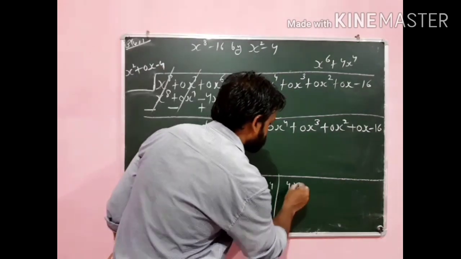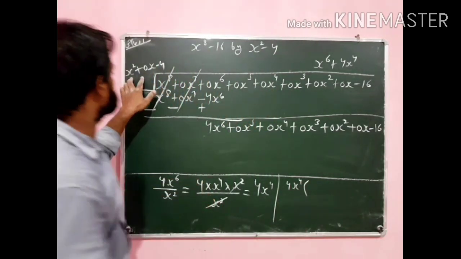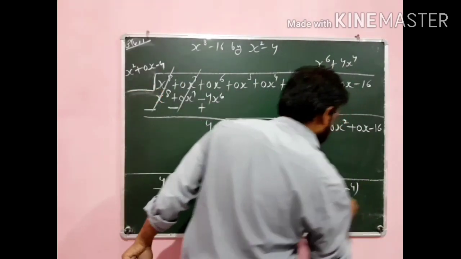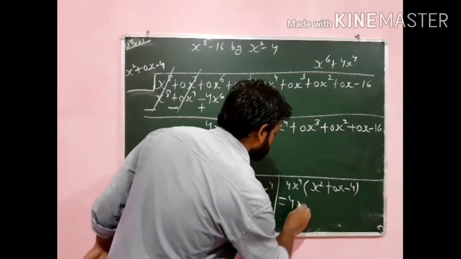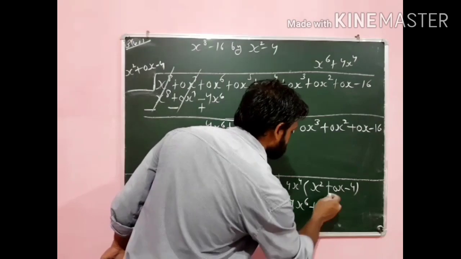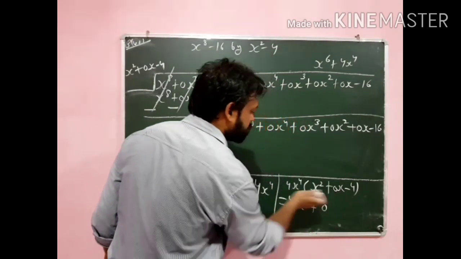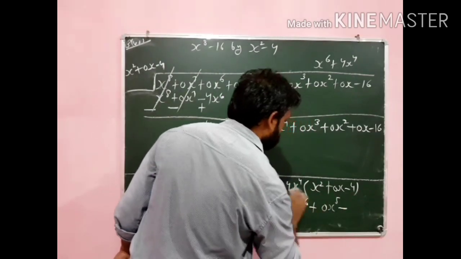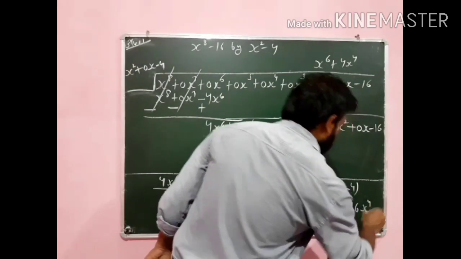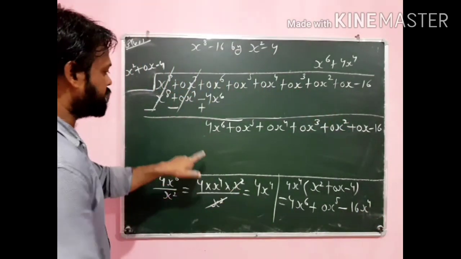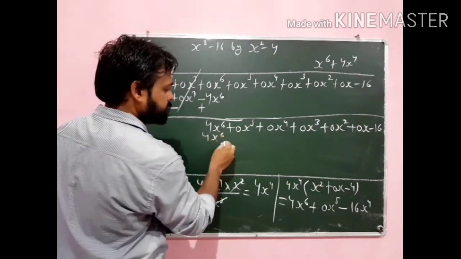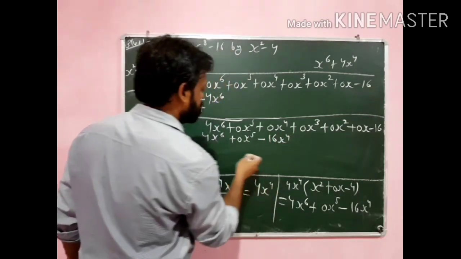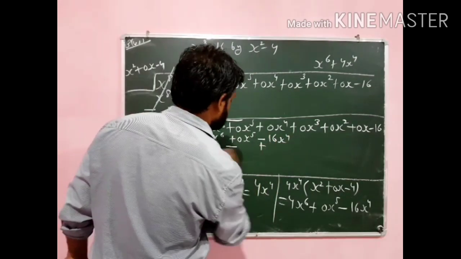Now we have to multiply this 4x raised to power 4 with this divisor, x square plus 0x minus 4. So now multiply: 4 into x raised to power 2 becomes 4x raised to power 6, plus 0x, of course 4 zeros is 0. 4 into x is 4x raised to power 5, and minus 4 times 4 is 16x raised to power 4. So I hope this is clear to you. Write down here 4x raised to power 6 plus 0x raised to power 5 minus 16x raised to power 4. Okay, change the signs like this.